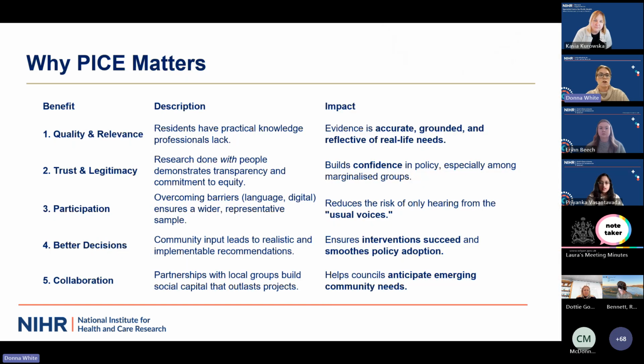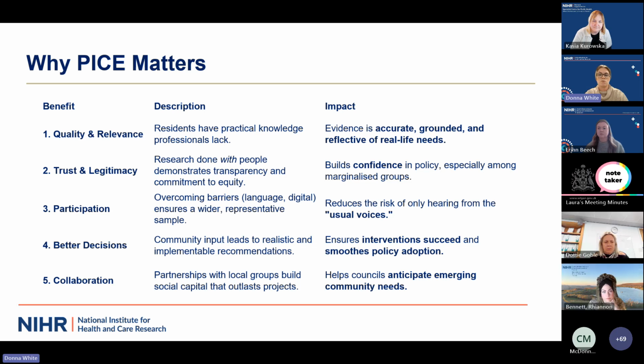So just to go briefly over why having the strategy matters, it helps improve the quality and relevance of the research. The people who live, work and engage with local services have practical everyday knowledge that some professionals may simply not have. So when engaging with communities, we can help shape the research question, methods, and recruitment strategies, and help interpret the evidence that's produced, so it becomes more grounded and reflective of their real life needs. A good PICE strategy ensures that the right voices, especially those who are often less heard, come forward and are included right at the very start of the journey.